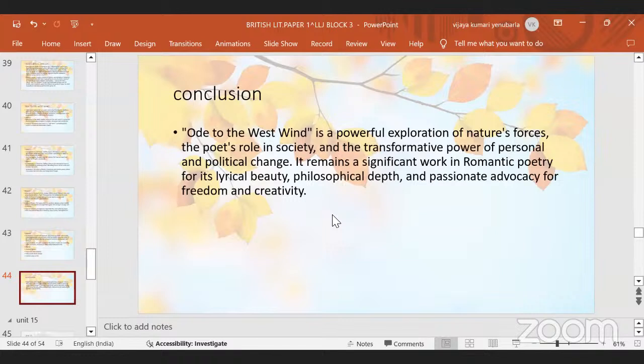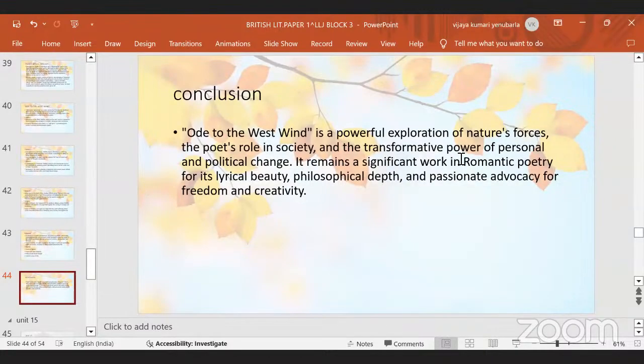The poet concludes that nature has the power to destroy and the power to create. Likewise, a poet also has the power. He can break the society, he can make the society with his pen, with his writings, with his information, instruction. So he's asking for that change, the transformative power of personal and political change. He is hoping for that change.